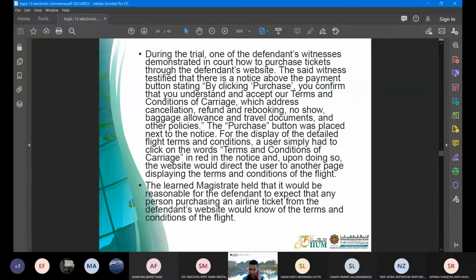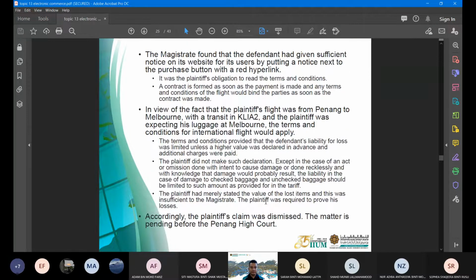If you click that, the website would direct the user to another page displaying the terms and condition of the flight, because the plaintiff is trying to say it was not brought to his attention when he wanted to buy the ticket. So the magistrate held that it would be reasonable for the defendant to expect any person purchasing an airline ticket to know about the terms and condition of the flight.